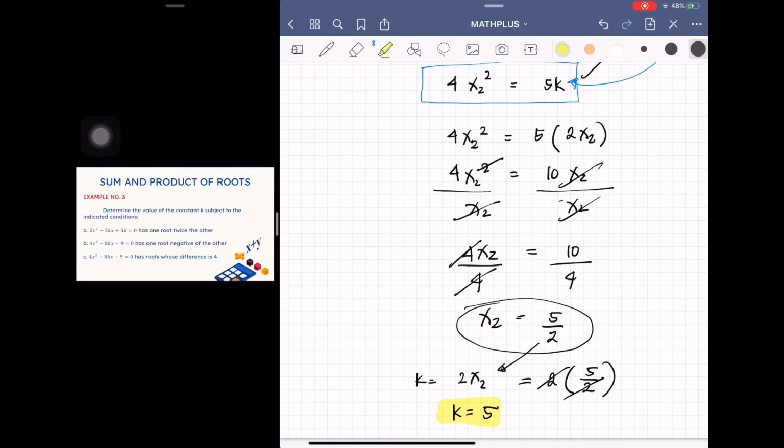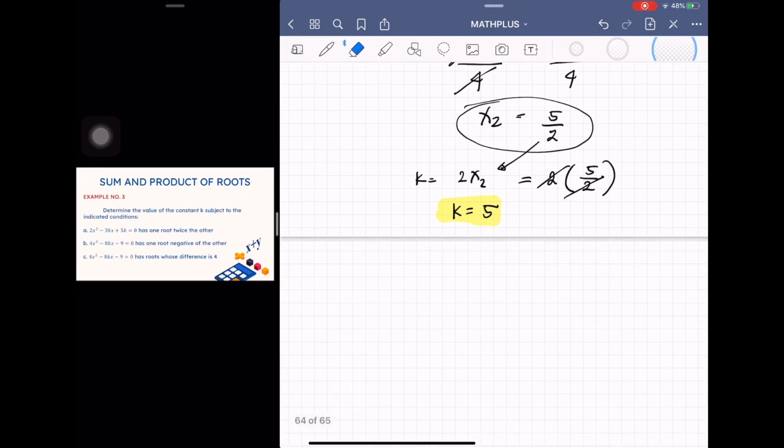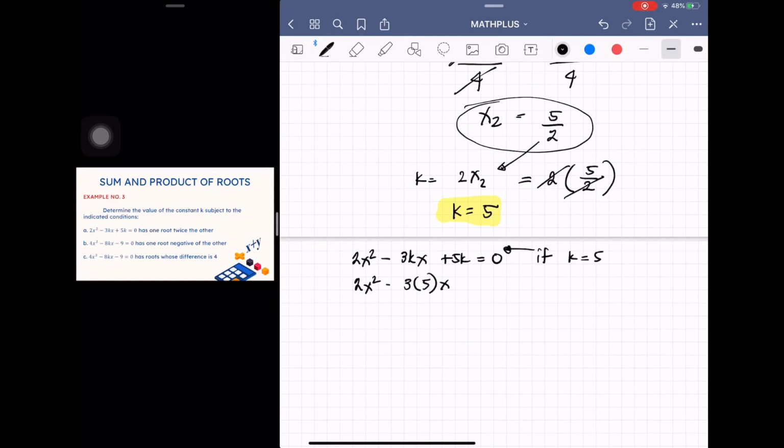So what's the next thing to do? Of course, the next thing to do is to check if the answer is correct. So if k is 5, let's get our original equation. Our original equation is 2x squared minus 3kx plus 5k equal to 0. If k is equivalent to 5, we substitute that here. So you will get 2x squared minus 3 times 5 times x plus 5 times 5 again, equal to 0. We'll be able to simplify this as 2x squared minus 15x plus 25 equivalent to 0.